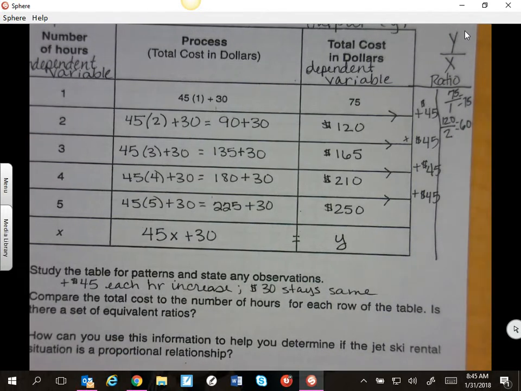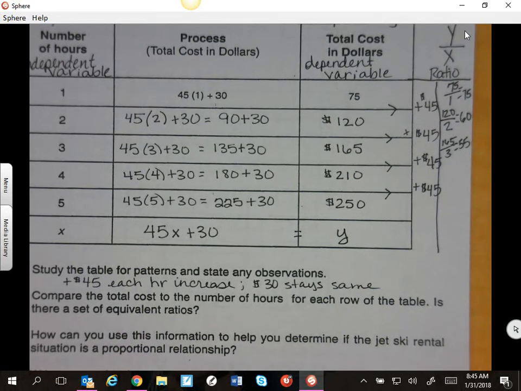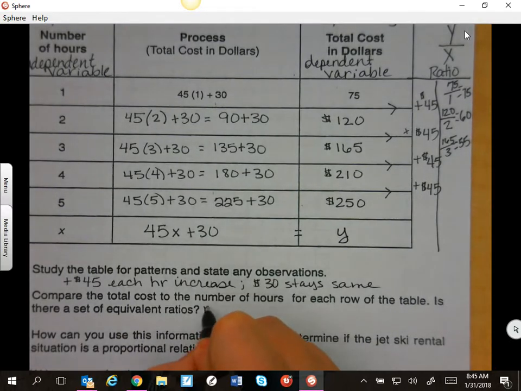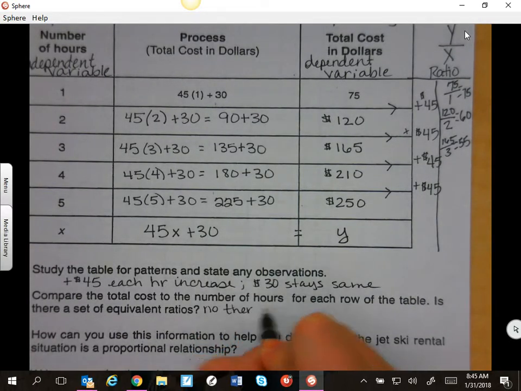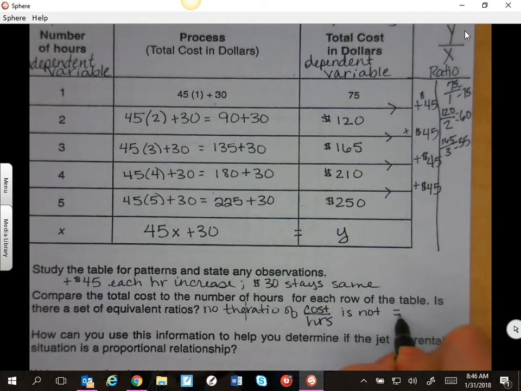Well, that's 60. I can actually stop there. If you wanted to keep going, you could. 165 over 3 is 55. The question is, is there a set of equivalent ratios? No. The ratio of cost over hours is not equal.